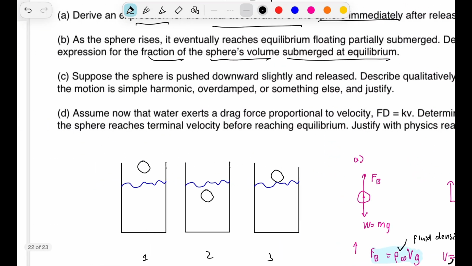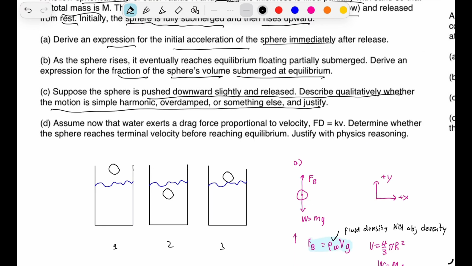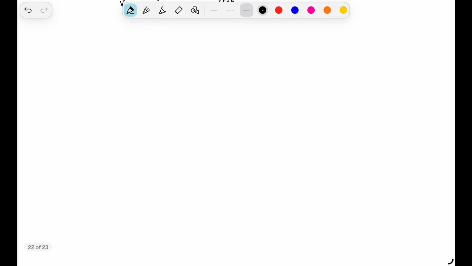So let's do our part C. Suppose the sphere is pushed downward slightly and released. Describe whether the motion is simple harmonic motion, overdamped, or something else, and justify. So first, let's talk about what is the condition for simple harmonic motion. That means that you have a net force that is going to be proportional to the displacement from equilibrium. It's going to be linearly proportional.